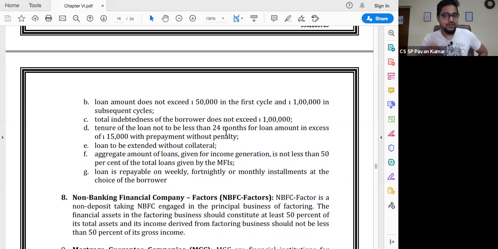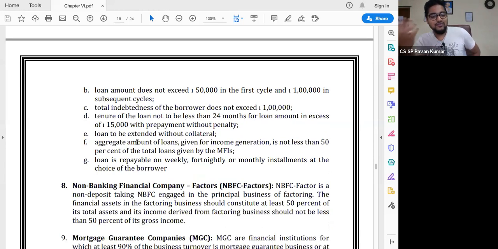So a minimum of 24 months should be given for a loan amount in excess of rupees 50,000, without repayment penalty. Because, in order to benefit the small borrowers, they've given all these conditions. The aggregate amount of loan on income, so here again, the 50-50 test has to be satisfied.